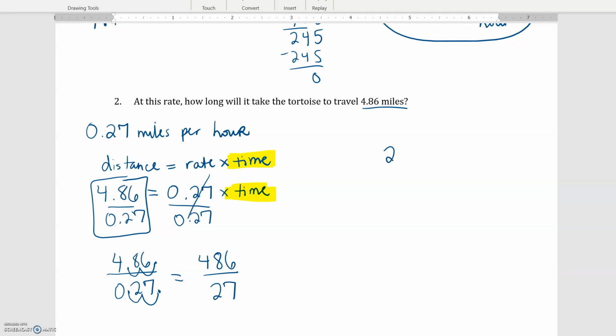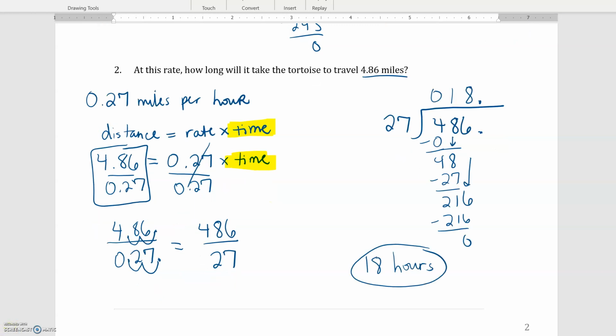So again, work this out as practice. We're going to have 486 divided by 27. Work that out now and pause here and then check your work after you are finished. Your answer is 18 hours. So it will take the tortoise 18 hours to travel 4 and 86 hundredths miles at a rate of 27 hundredths of a mile per hour.